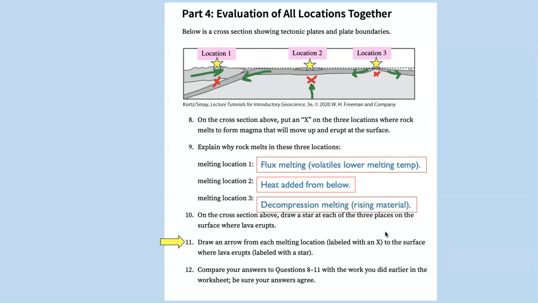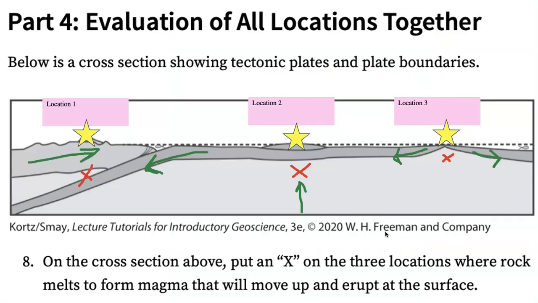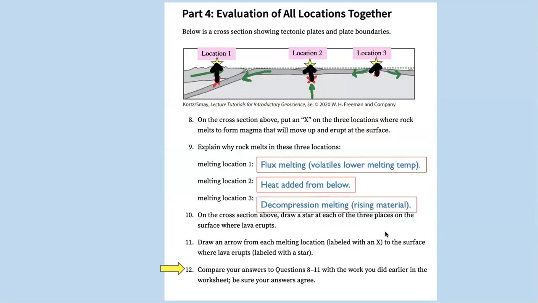Next, draw an arrow from each melting location to the surface where the lava erupts. And I'm going to blow that picture up top so you can see this better. Same picture as before. And in every case, we're basically going to connect the X to the star, indicating that magma rises straight up. The last question says to compare your answers to questions 8 through 11 with the work you did earlier. And since I gave you the answers, these are all correct. And that's melting related to plate tectonics.